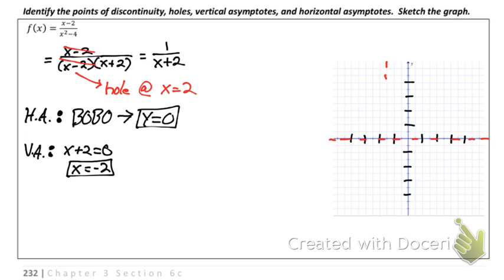That doesn't even reach it. I was on the wrong line. There we go. All right, now I have to plot 2 points. I need one to the left and one to the right.